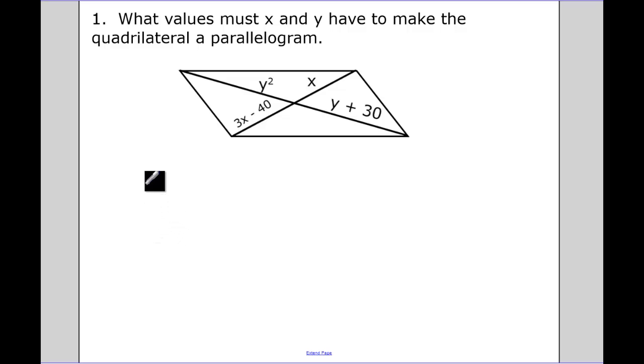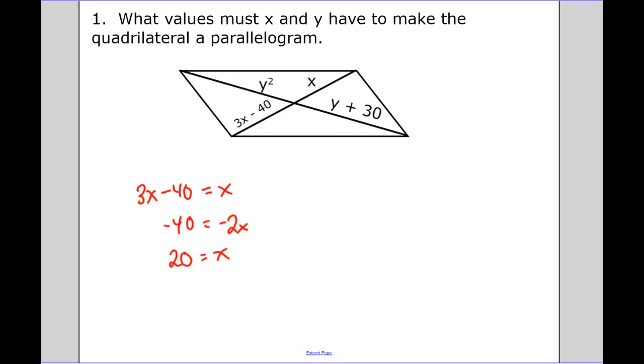Okay, next example. What values of x and y have to make that quadrilateral a parallelogram? So what do we know about parallelograms? We know the diagonals bisect each other. So I know 3x minus 40 has got to equal x. So if I subtract the 3x over, I have negative 40 equals negative 2x. X is going to be equal to 20.